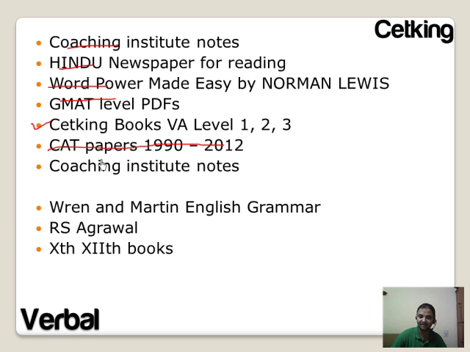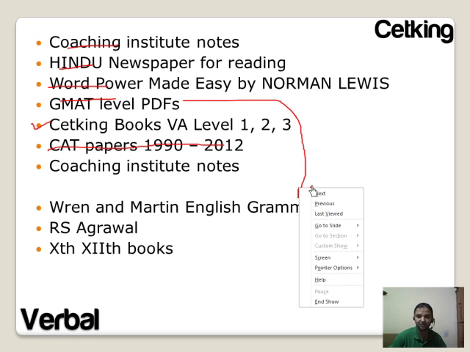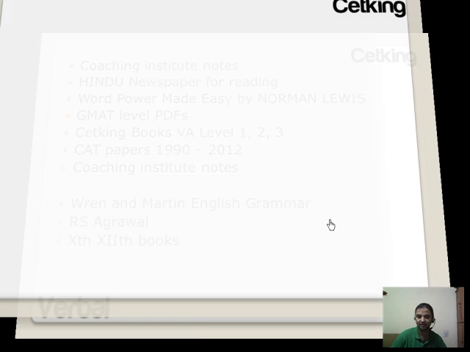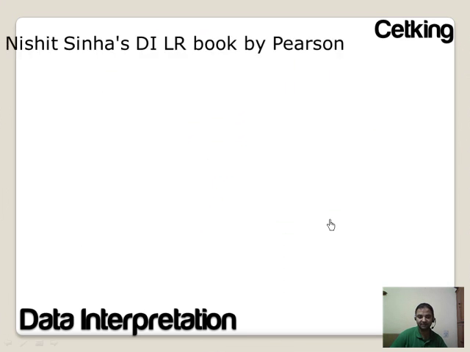So R.S. Aggarwal, avoid that, 10-12 books, avoid that. So these 3 books can be avoided for your preparation. If you can directly jump onto the GMAT level PDF, trust me, that will cover everything which you need to know from Wren and Martin. So this is avoidable. Alright, for the verbal section we are done with that.